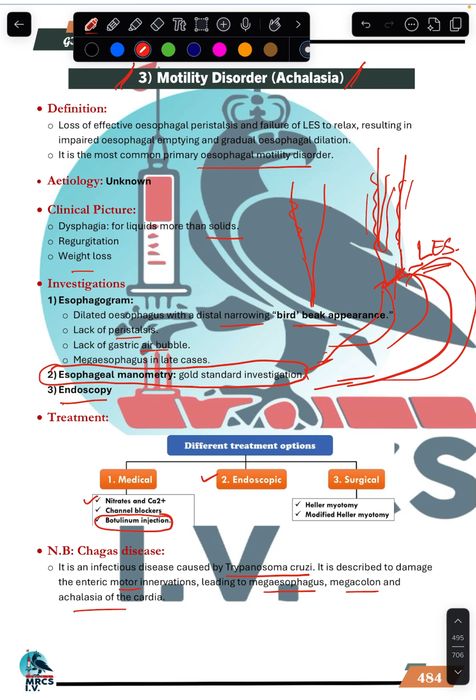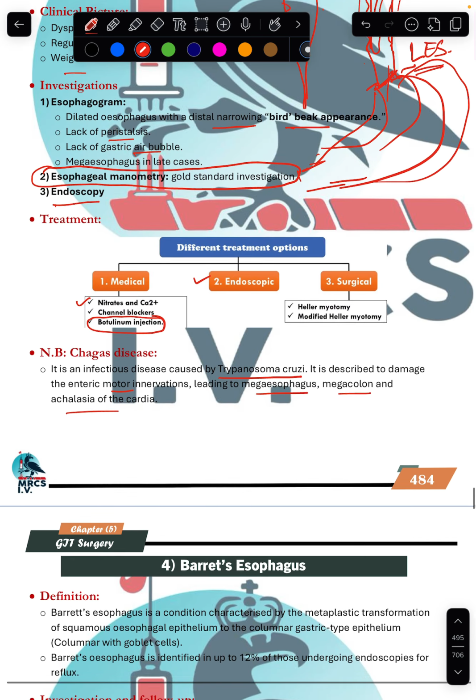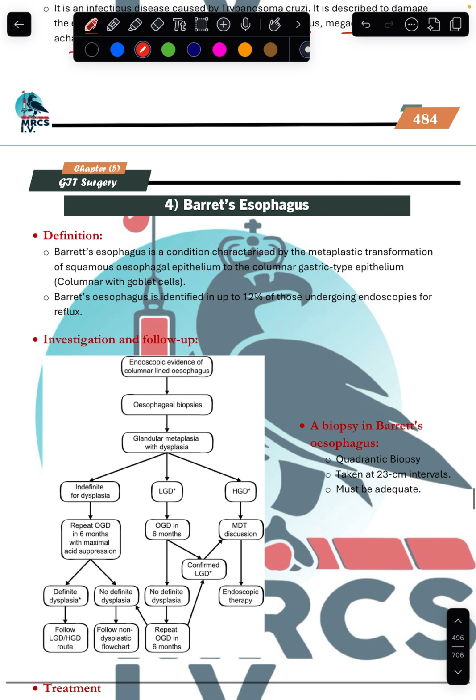Dilatation is there. There is medical treatment initially. If not successful, then you have to go for dilatation through endoscopy and surgical repair. So coming to the next topic, it is Barrett's esophagus.